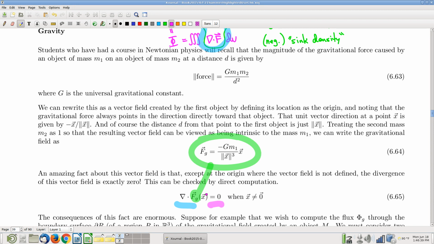And I'm out of time, so we'll pick up here. It turns out there are really amazing consequences of this fact. Some amazing physics that you can do because the divergence is 0. We'll see that next time.